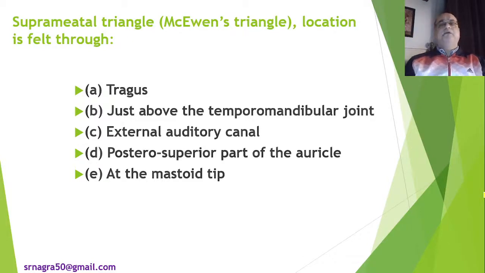The suprameatal triangle is also called MacEwen's triangle. Its location is clinically felt through the posterior part of the auricle. If you go to the posterior part of the auricle, you can feel a small depression on your own skull as well. That is what is called MacEwen's triangle.